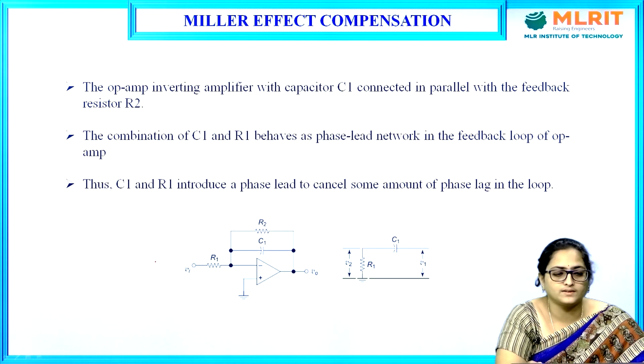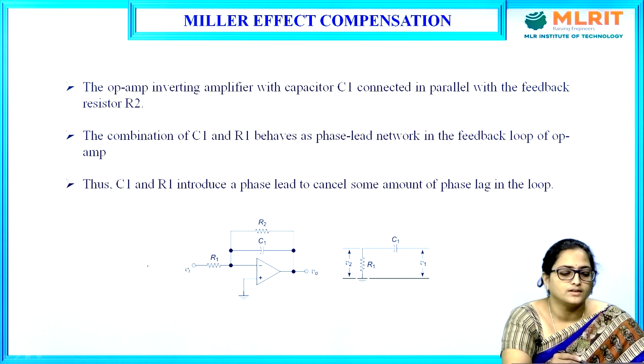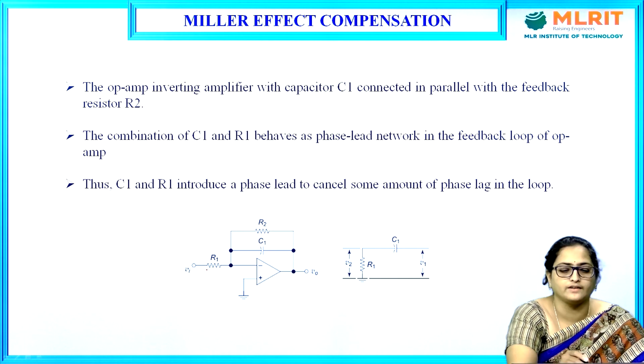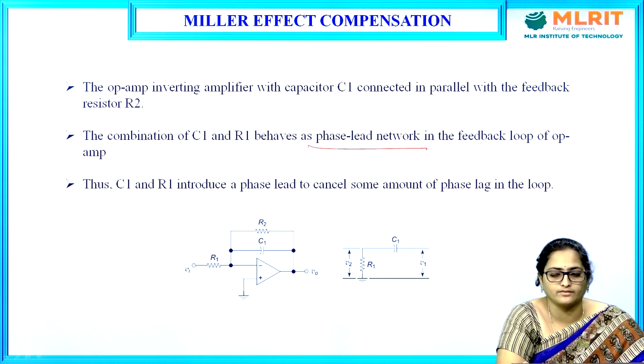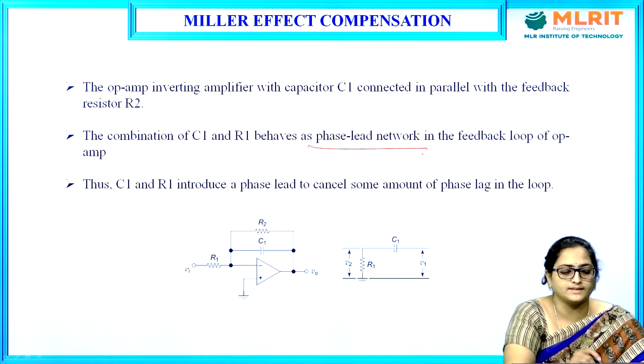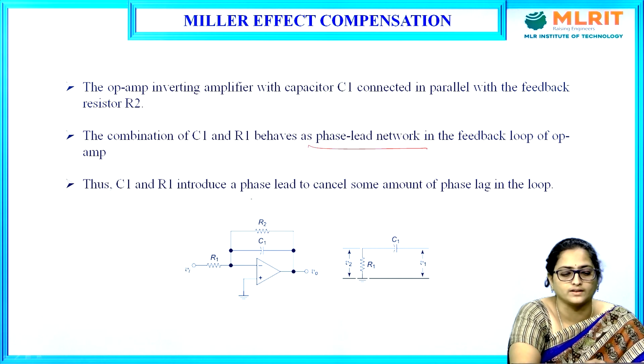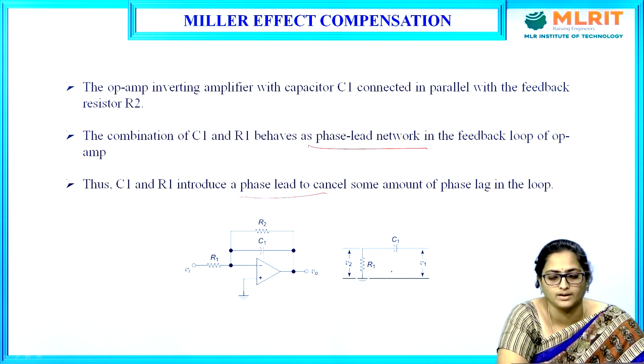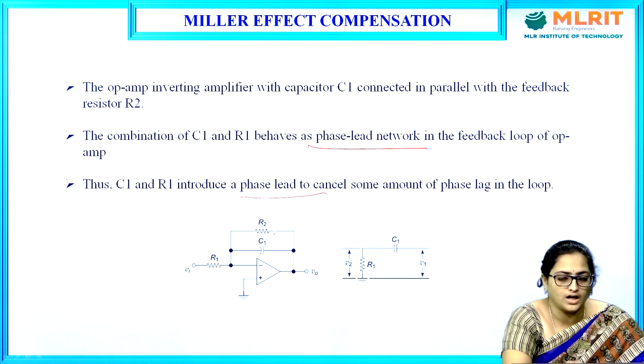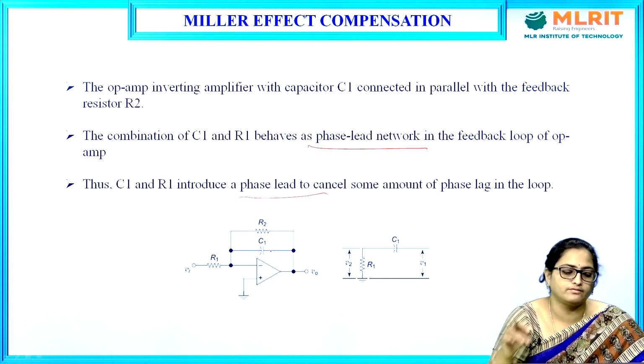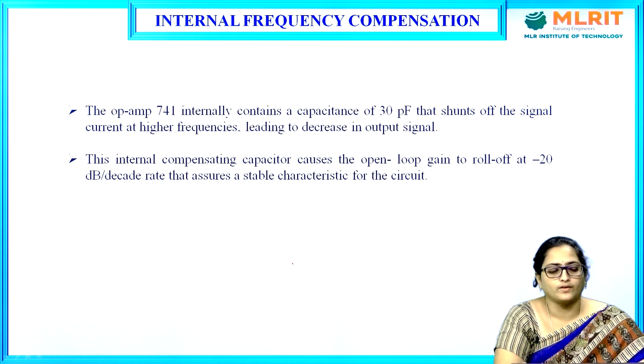The next one is the Miller effect compensator, where you can use C1 and R1. The combination of C1 and R1 behaves as a phase lead network in the feedback loop of an op-amp, and C1 R1 introduces a phase lead to cancel some amount of phase lag in the loop, where C1 and R2 are connected in parallel in the feedback. The next one is the internal frequency compensator.